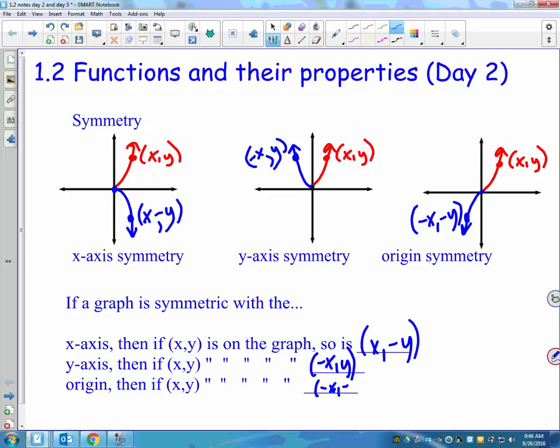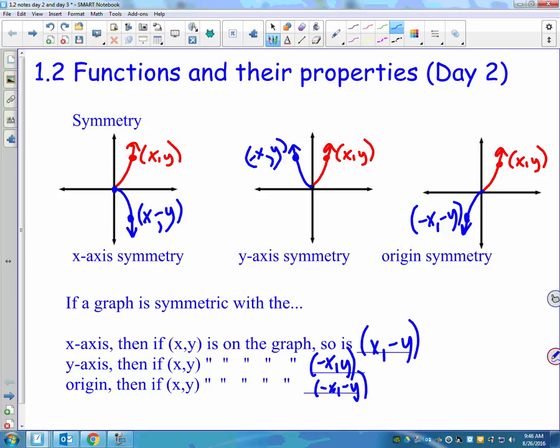Thinking about our talk about functions, can an equation with origin symmetry still be a function? Can an equation with y-axis symmetry still be a function? Can an equation with x-axis symmetry? That does not pass the vertical line test. But we don't see a lot of x-axis symmetry because most of what we deal with are functions. And so we don't see a lot of that.